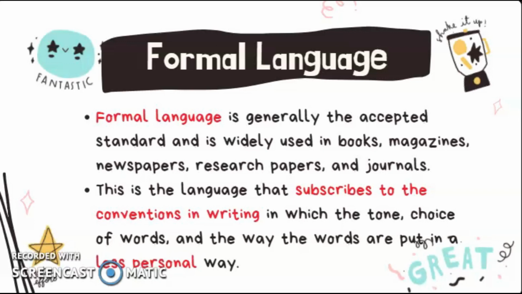When we say formal language, it is generally the accepted standard and is widely used in books, magazines, newspapers, research papers, and journals. This is the language that subscribes to the convention in writing in which the tone, choice of words, and the way the words are put are in a less personal way. Notice that when you're writing for professional or academic purposes, there is no use of colloquialism, contractions, or the first-person pronoun point of view. It is used in writing academic, business, and official texts.